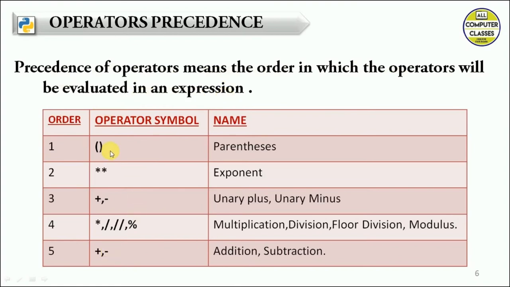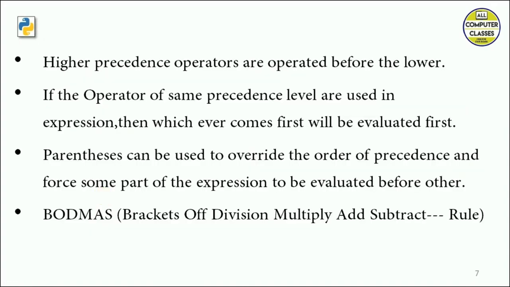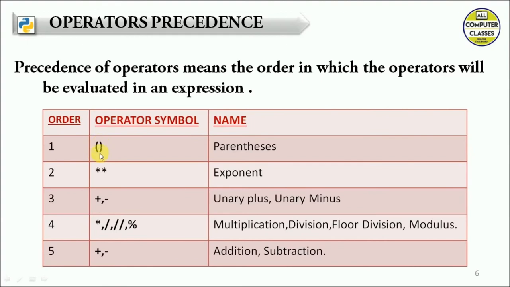So if you are not solving this in order, then what will happen? Your answer will never be true, right? So some of the points regarding the precedence: higher precedence operators are operated before the lower. So the highest was parenthesis, then exponential, then unary plus and minus, then multiplication, division, float division and modulus, and then addition and subtraction. So higher will be solved first, then the lower, right?